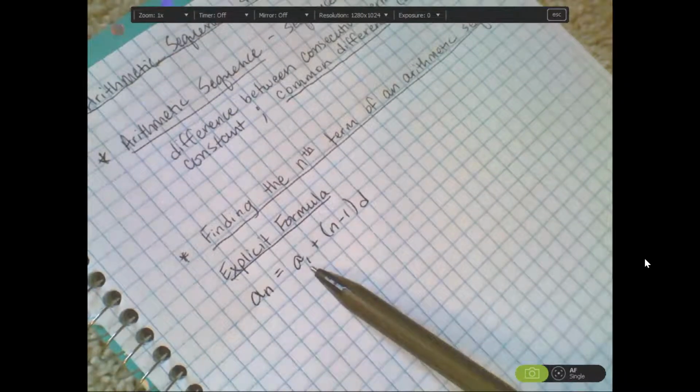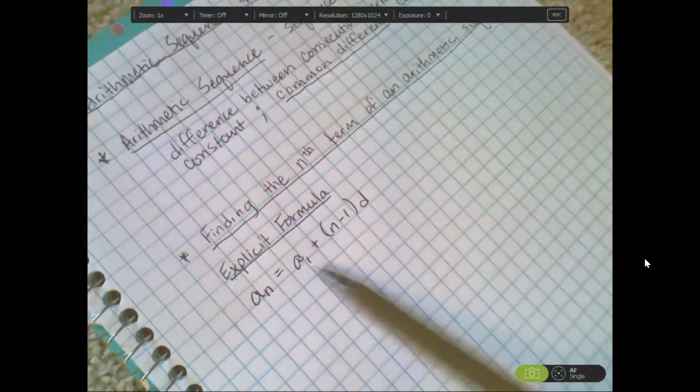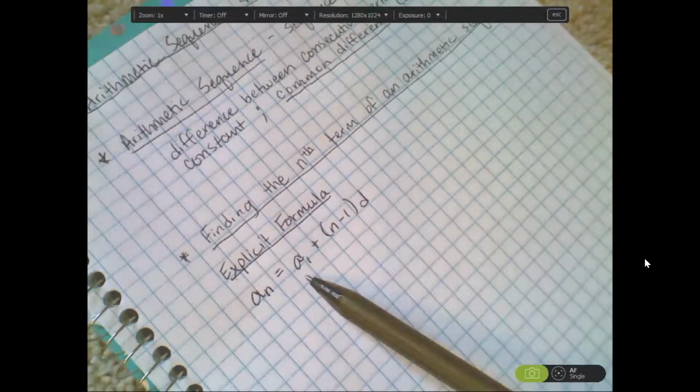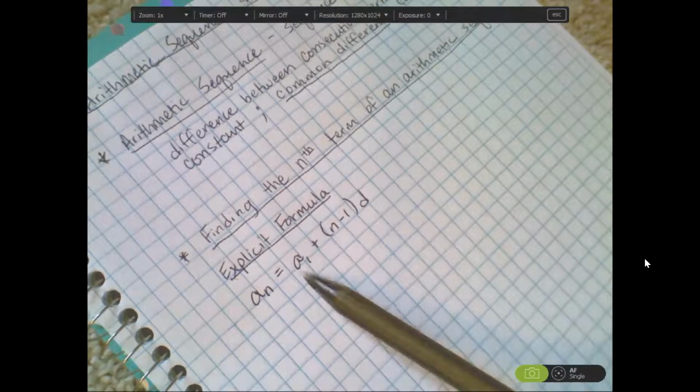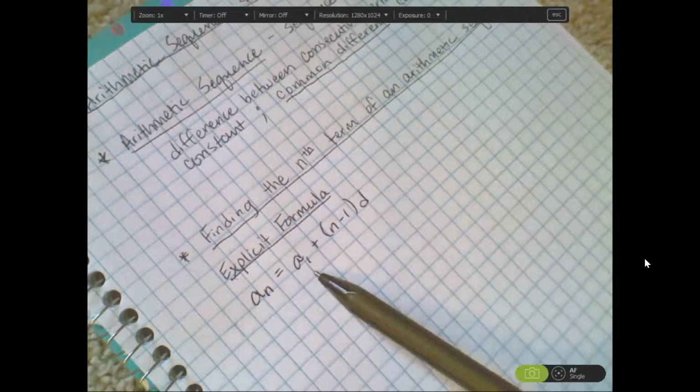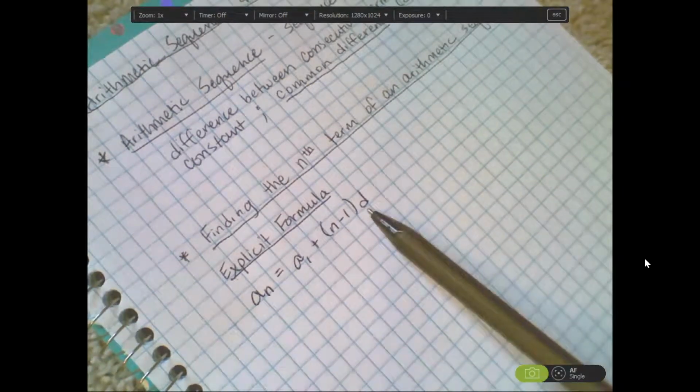A sub 1, that's the first number in the list, so we have to kind of know the first number. Well, we don't have to. We're actually going to do some in just a second where we don't know the first number. But we need to know other stuff to get around that. But a sub 1 is the first number in the list. We already mentioned a second ago, d is going to be whatever that common difference is. So whatever we're adding or subtracting every time to get to the next number.